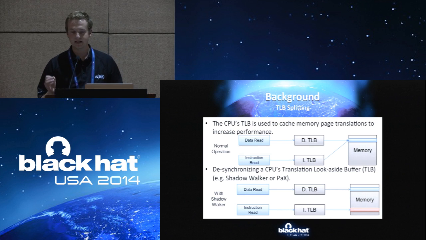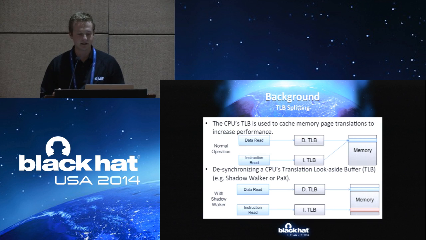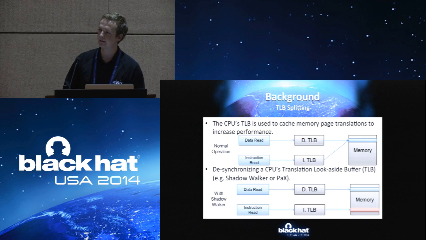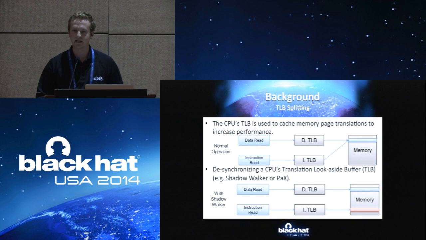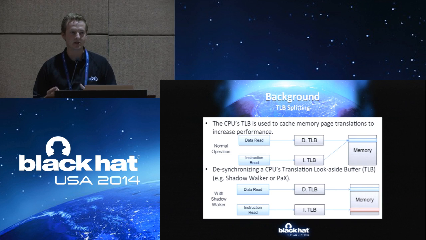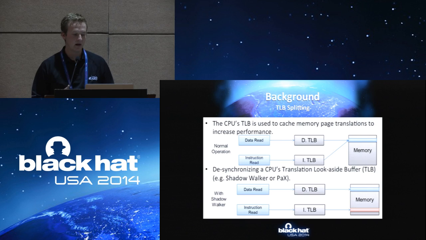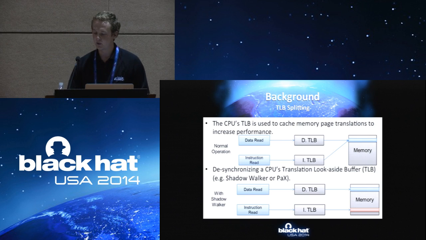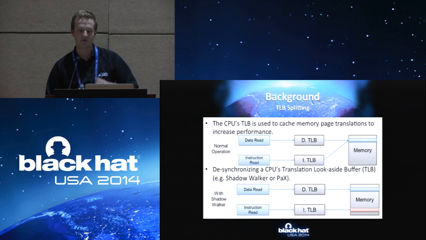What we're going to talk about today is desynchronizing or splitting the TLB. In Shadow Walker or PAX, you'll see in the second diagram that your data TLB will point to a different region of memory than your instruction TLB. This gets into more of a Harvard architecture. If you play with some embedded stuff, AVR is a Harvard architecture. What might be at pointer 1000, if you read it as data, would be different than if you actually jump to it. And you'll see how this is used for both good and ill throughout the talk.